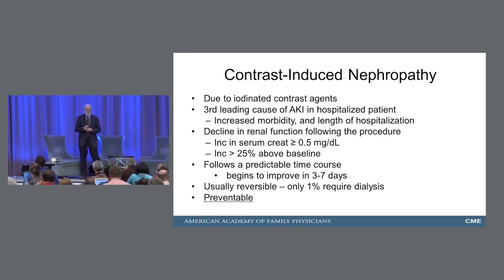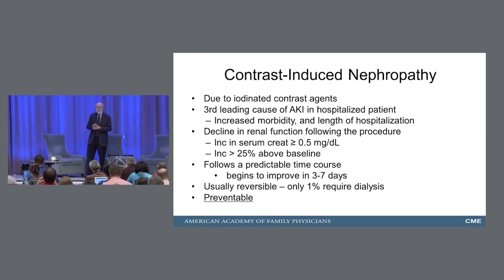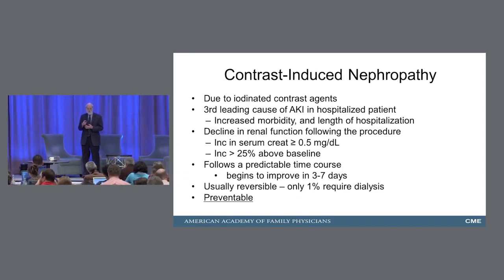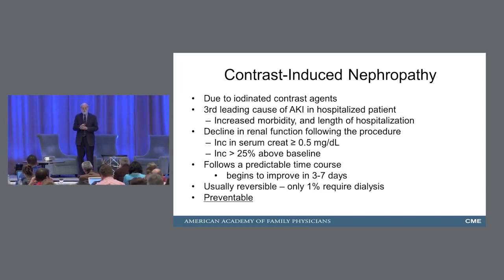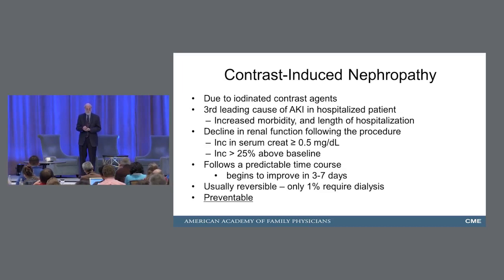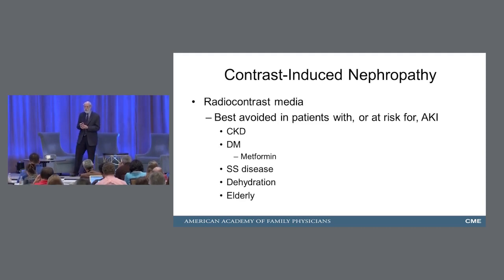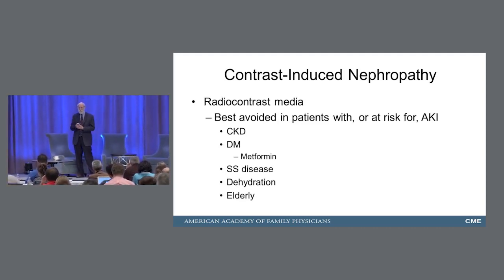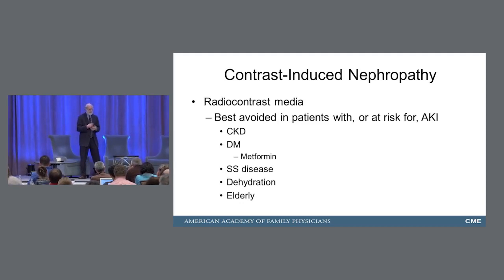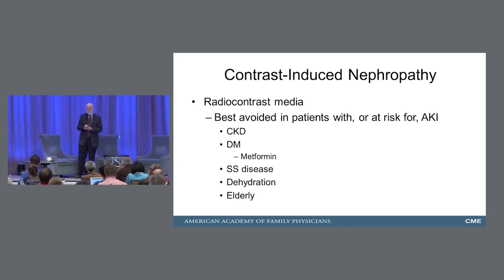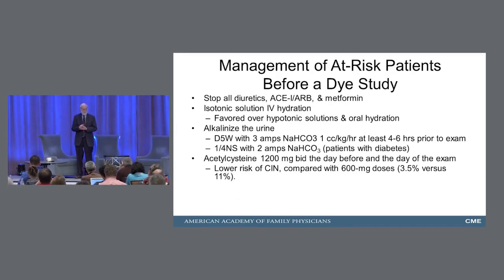Contrast-induced nephropathy. This is due to iodinated contrast agents. It's a leading cause of AKI, generally reversible in most patients following a predictable time course. But it is preventable, and that's what we're trying to help. Avoid radiocontrast media in patients at risk for AKI, such as chronic kidney disease patients, diabetics, sickle cell disease, those who are dehydrated, and those who are elderly.